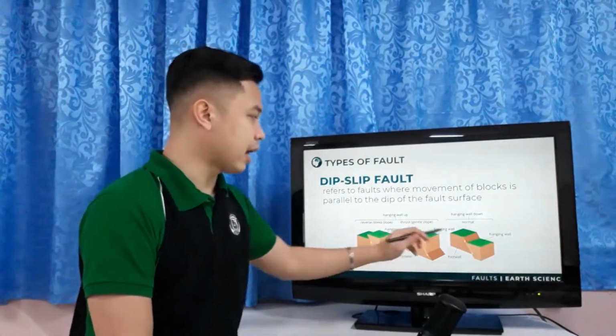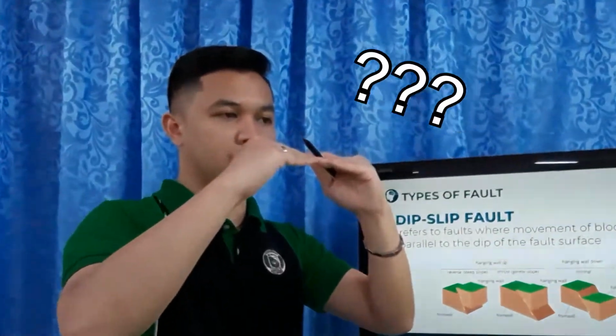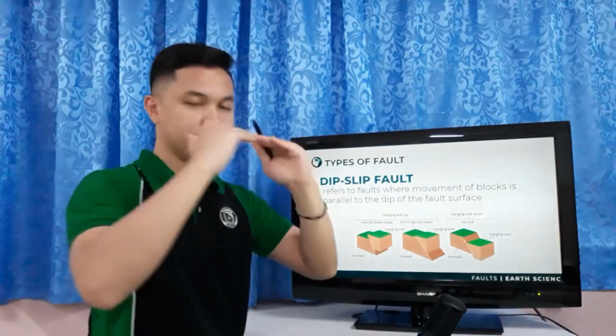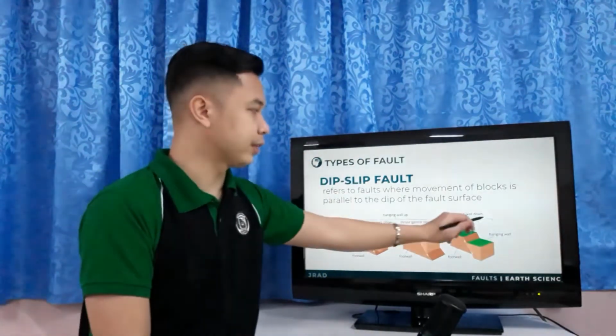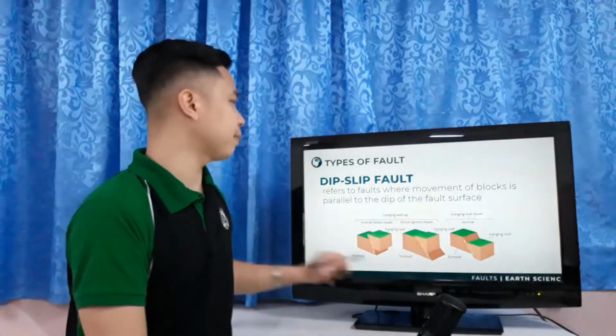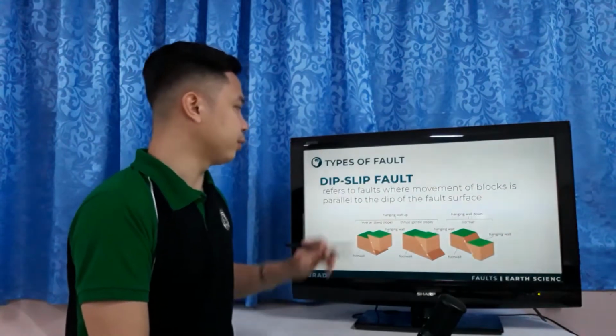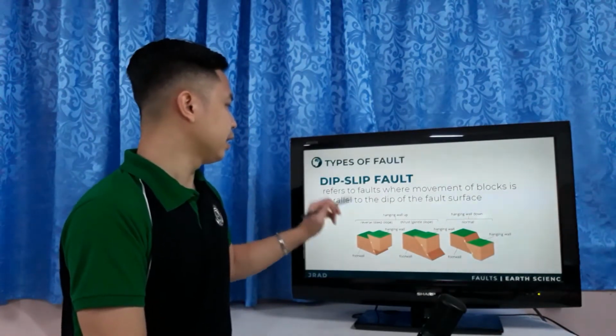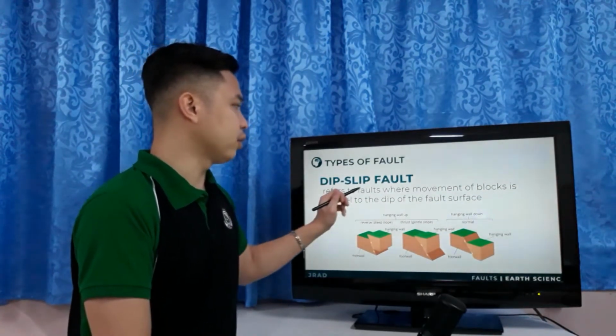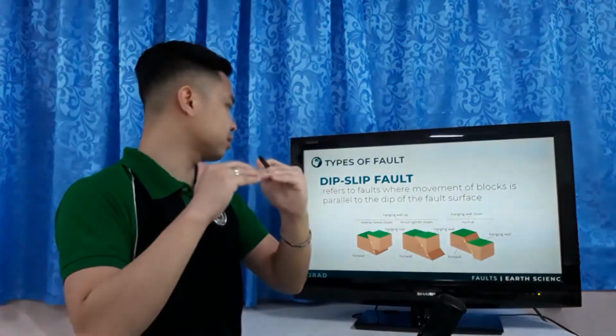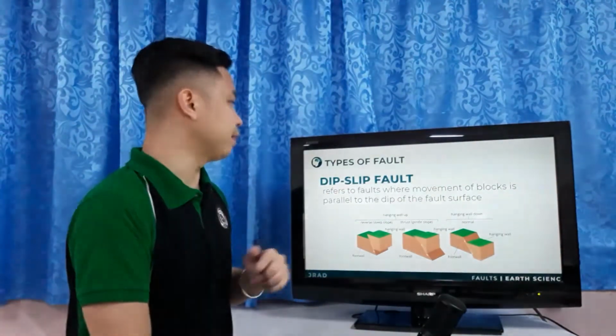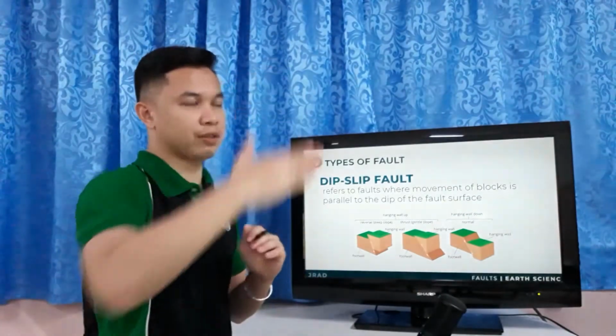However, when the hanging wall moves down, yun na yung tinatawag nating hanging wall down. So ito lang yung dalawang type ng dip slip fault. When we say dip slip fault, this refers to the fault where movements of blocks is parallel to the dip of the fault. Parallel doon sa fault line.